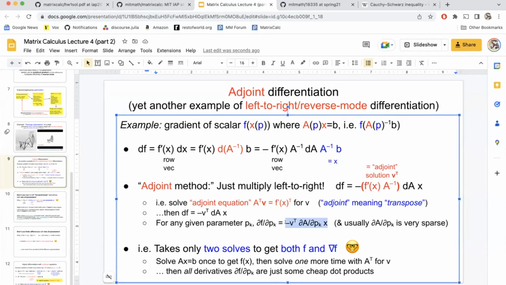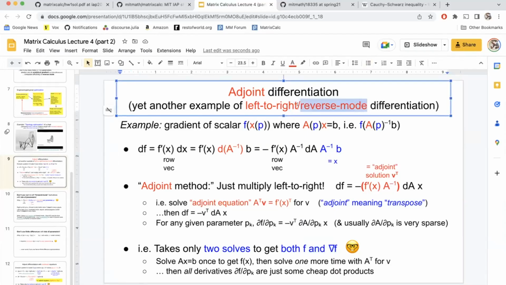And in fact, usually this matrix is mostly zero. It's very sparse because often each parameter only affects a few entries of the matrix. So this dot product is extremely cheap because you don't need to multiply by zeros. This is what allows you to do this efficiently. You only have to solve your huge systems of equations, your physics equations, twice, and then you can get both the f and its gradient with respect to all the parameters. Okay, so this is the adjoint method. It's exactly the same idea as backpropagation in neural networks. It's exactly what people in automatic differentiation call reverse mode, but it's really just doing the chain rule left to right.